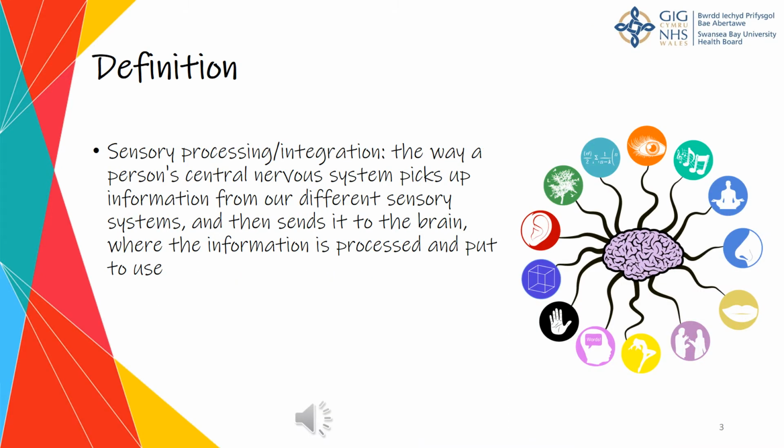The definition of sensory processing or sensory integration is the way in which our body picks up information from all of our sensory systems, sends it to the brain, and our brain processes and makes sense of this information in order to make an appropriate response.